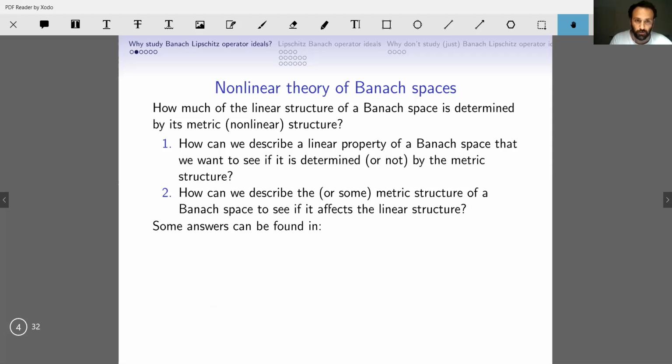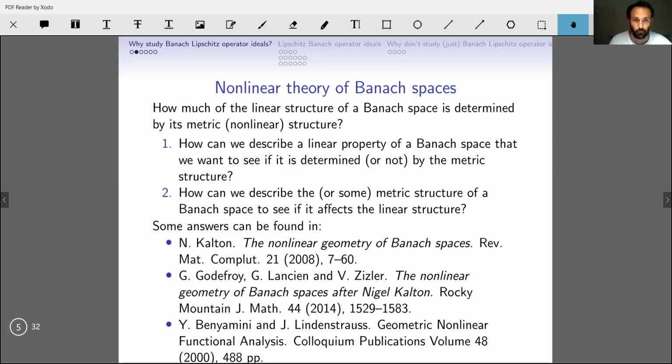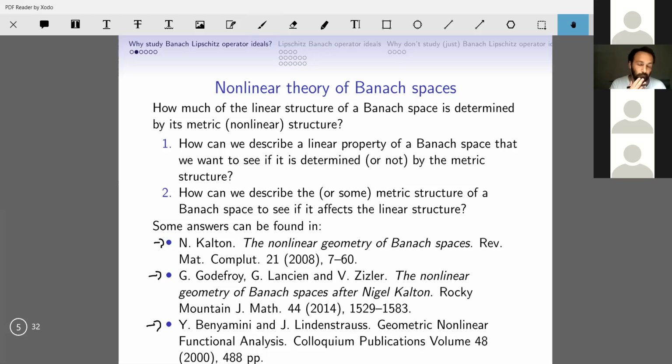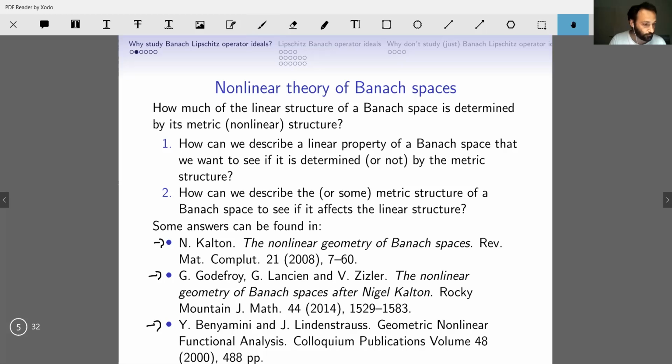There are many ways to answer these questions. Some of them can be found in the survey of Godefroy, Lancien, and Zizler, and in the book of Benyamini and Lindenstrauss. I think that these two surveys and the book are very well written, and they have a lot of information in this direction. So anyone who wants to start studying this type of problem should always read these three articles, surveys and books.